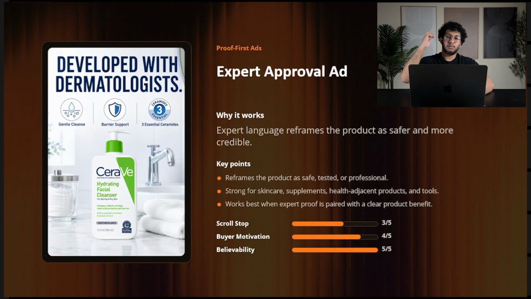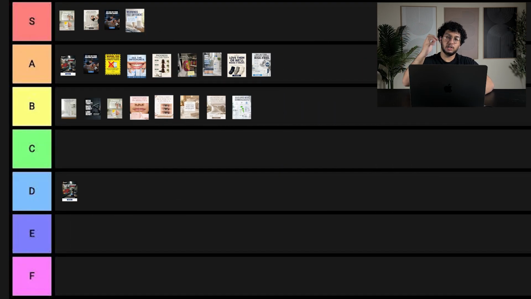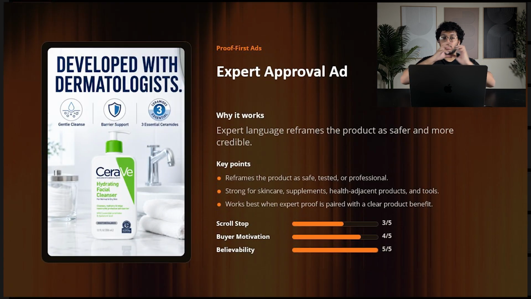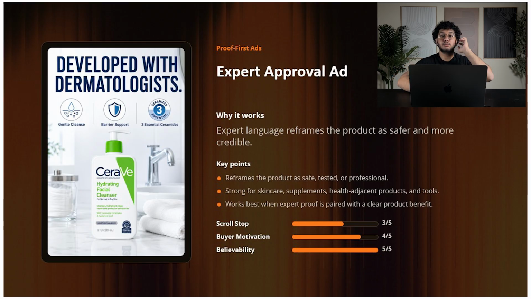Next is expert approval. Expert approval is also B tier. For example, developed with dermatologist, trainer approved, recommended by stylist. These lines build credibility. But again, they're not usually enough to carry the entire ad. They help the buyer believe, but they don't always make the buyer stop. It's useful, but more of a trust layer rather than a main hook. B tier.